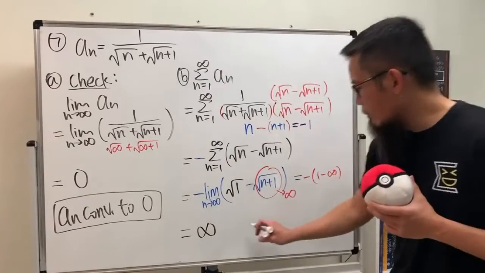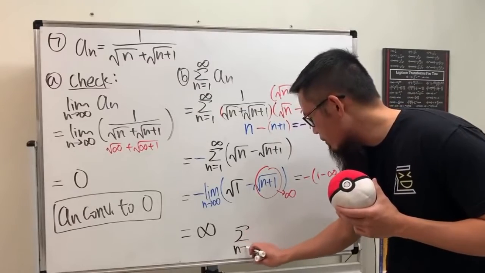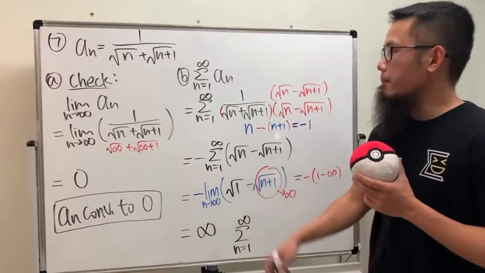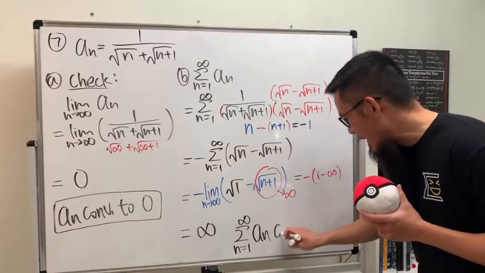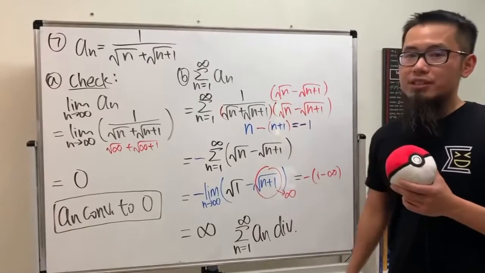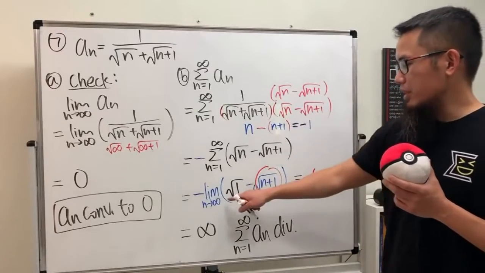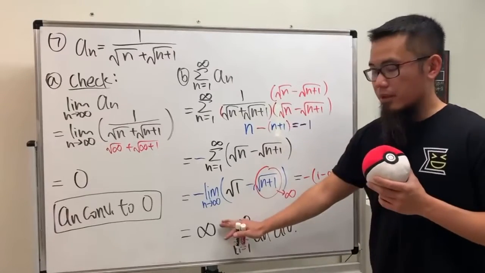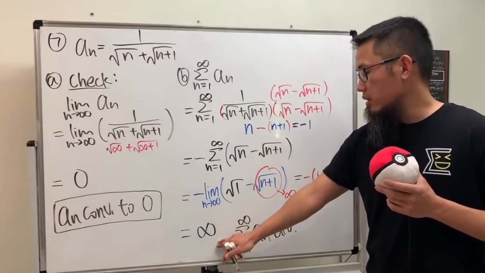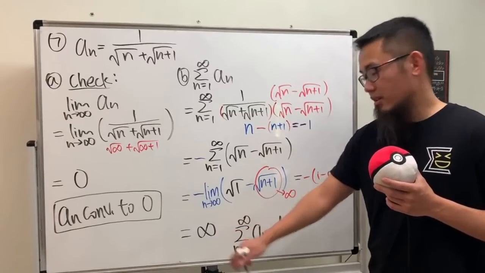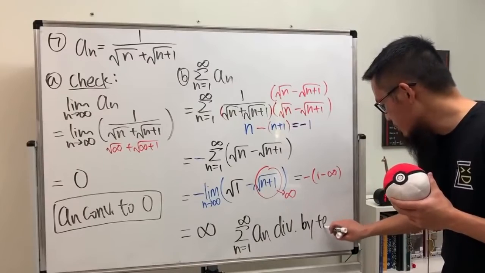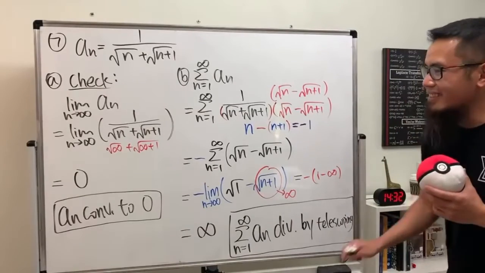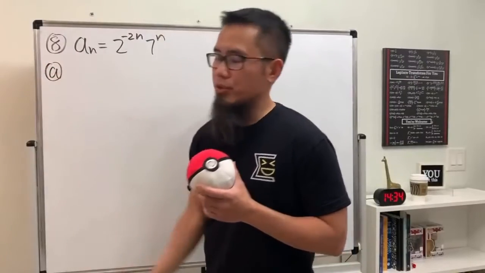So therefore, we know that this series, as n goes from 1 to infinity of an, this right here diverges. And the reason is because we have shown that this right here is going to give you positive infinity. So it diverges to infinity. But you can also quote the reason. You can just say by the telescoping thing. There we go. Nice. Part A.